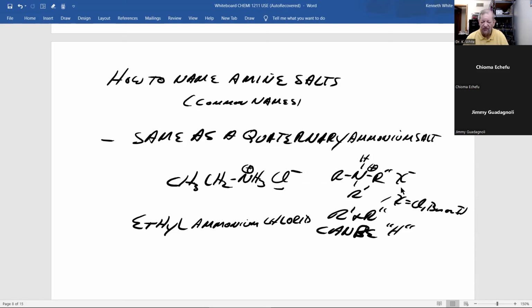Now, students always ask, how can you tell the difference between an amine salt and a quaternary ammonium salt? Well, an amine salt has 1, 2, or 3 alkyl groups. A quaternary ammonium salt always has 4. Again, an amine salt, 1, 2, or 3 alkyl groups, but a quaternary ammonium salt always 4.